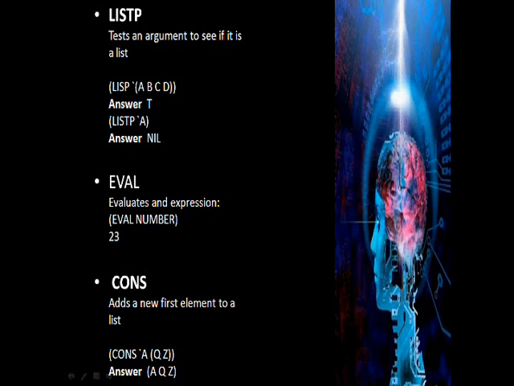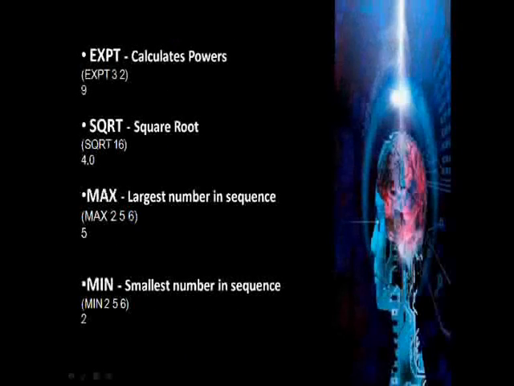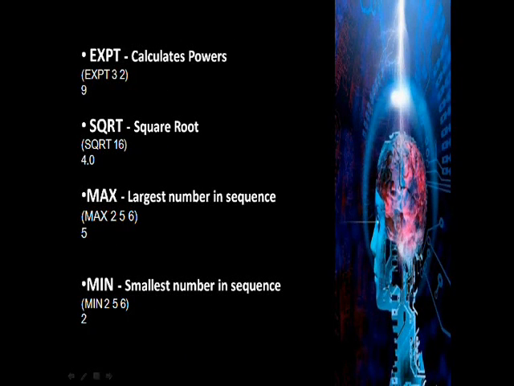The eval function evaluates an expression. The cons function adds a new first element to a list, as shown below in the example. The expt function calculates powers. The sqrt function calculates the square root. The max function finds the largest number in a sequence. The min function finds the smallest number in a sequence.